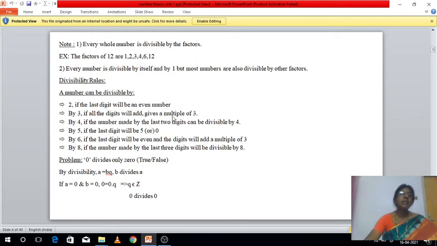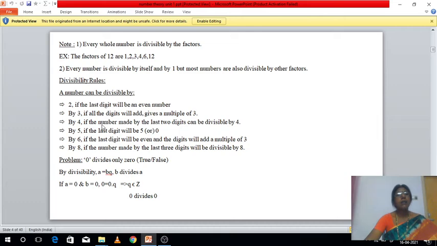A number is a multiple of 3, meaning divisible by 3, if you add all the digits in the number and the total becomes a multiple of 3. Then the number is divisible by 3.